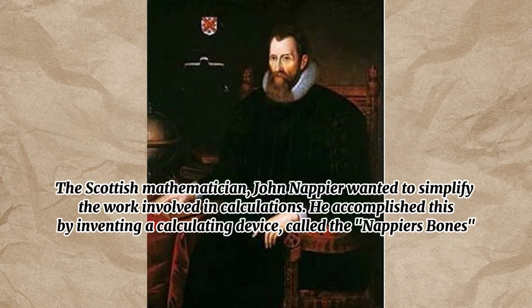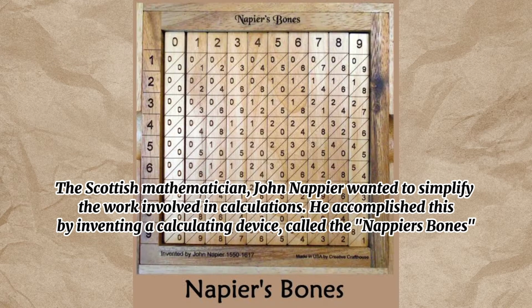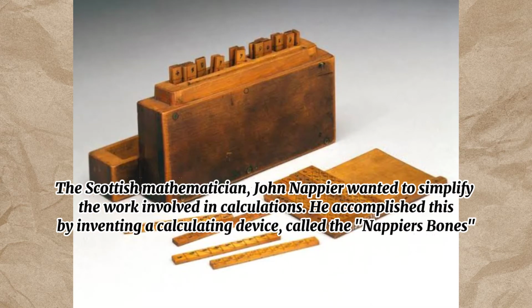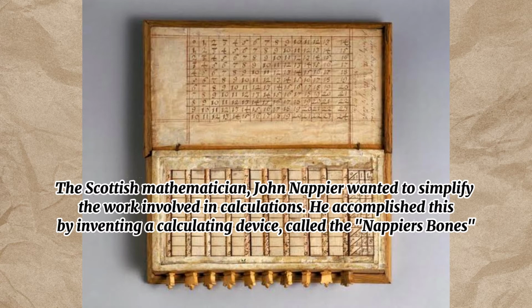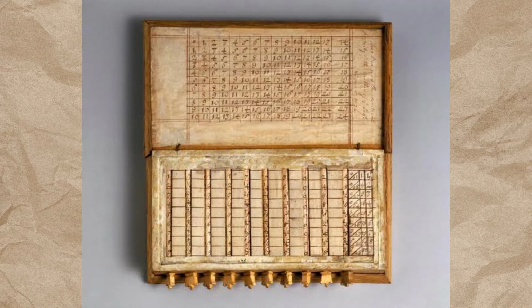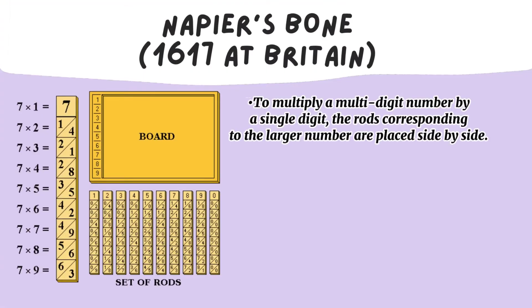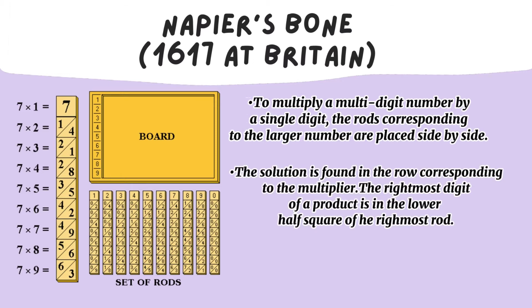The Scottish mathematician John Napier wanted to simplify the work involved in calculations. He accomplished this by inventing a calculating device called Napier's bones. To multiply a multi-digit number by a single digit, the rods corresponding to the larger number are placed side by side. The solution is found in the row corresponding to the multiplier.